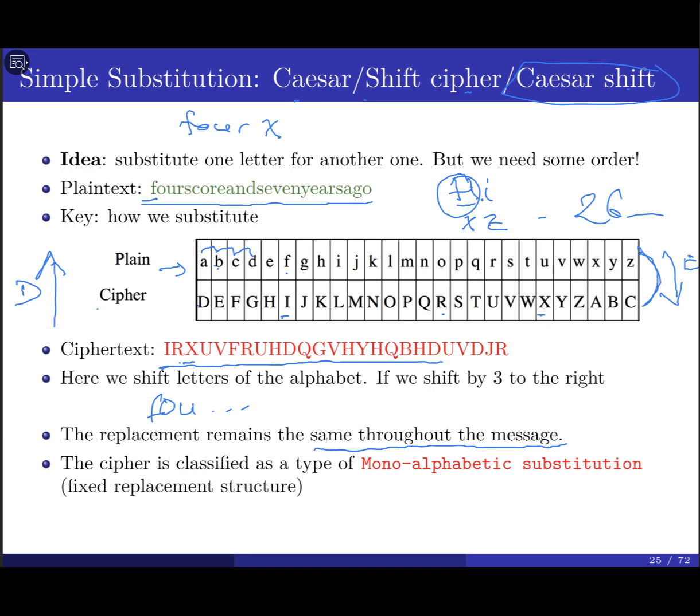This cipher is called monoalphabetic substitution. That means we're going to use a fixed replacement structure. In our example here, whenever you find A, it maps to D. Always, okay? Regardless of position. B must map to E, and so on. Okay? That's the simple one.